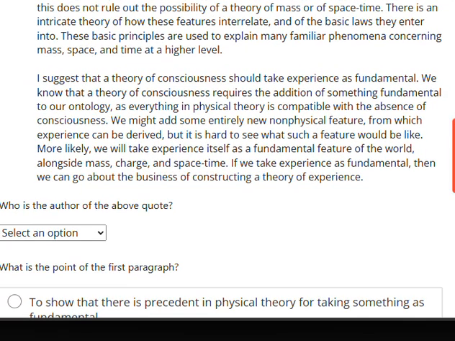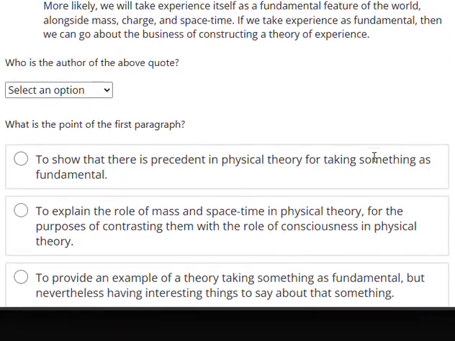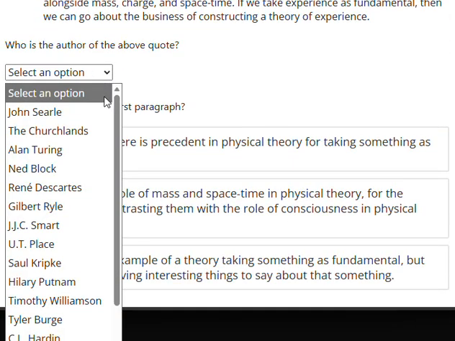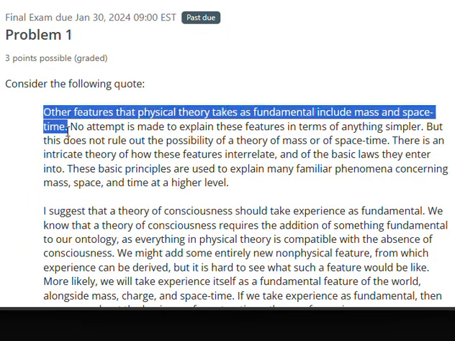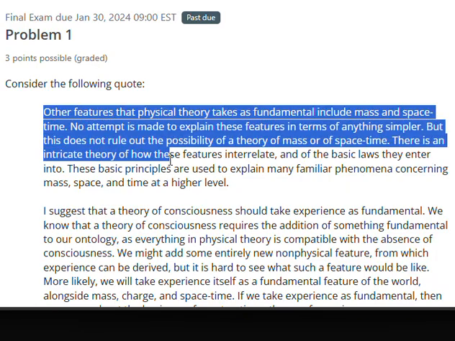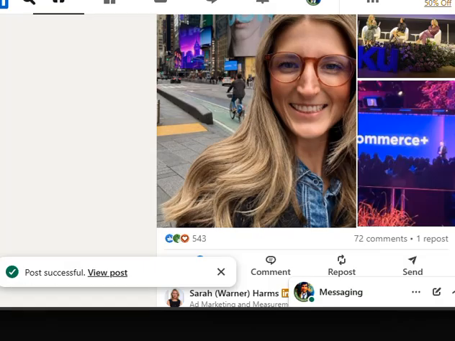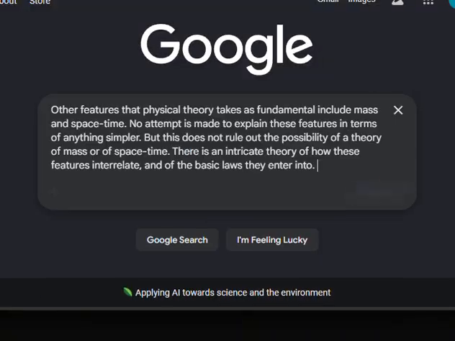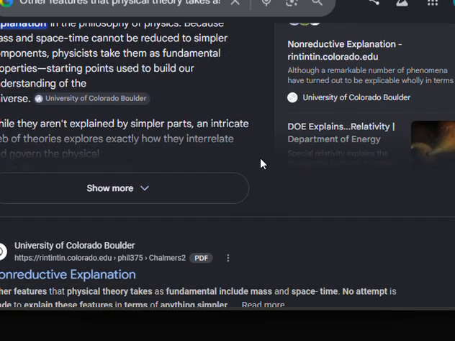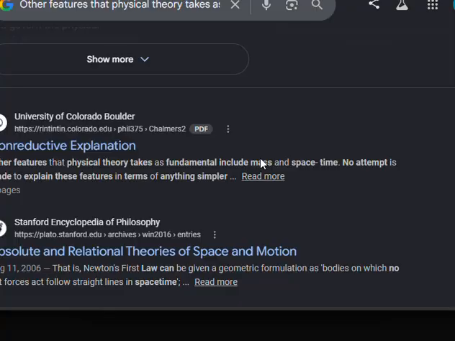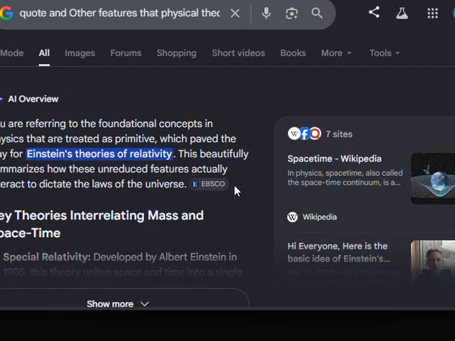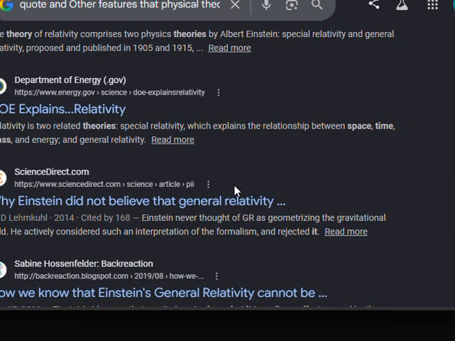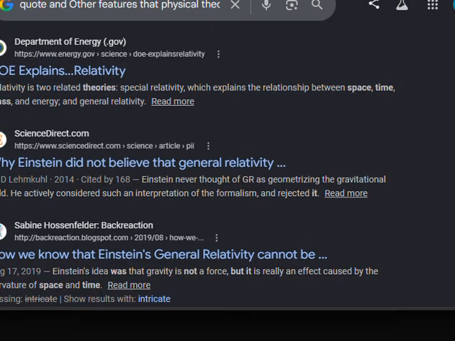Who is the author of the above quote? So we can look it up. Let's look up the first sentence without a guess. I guess it's Einstein.